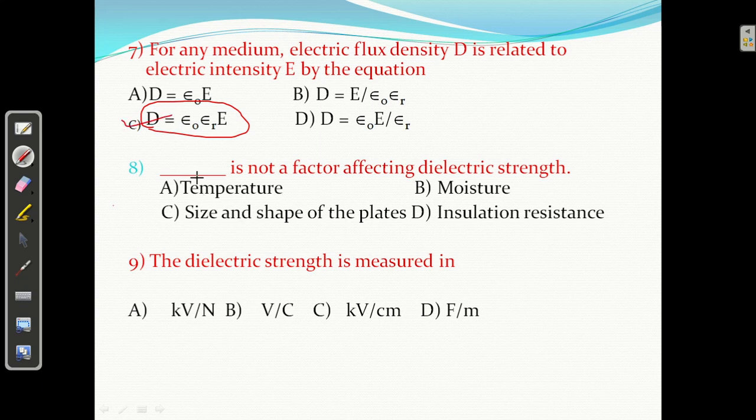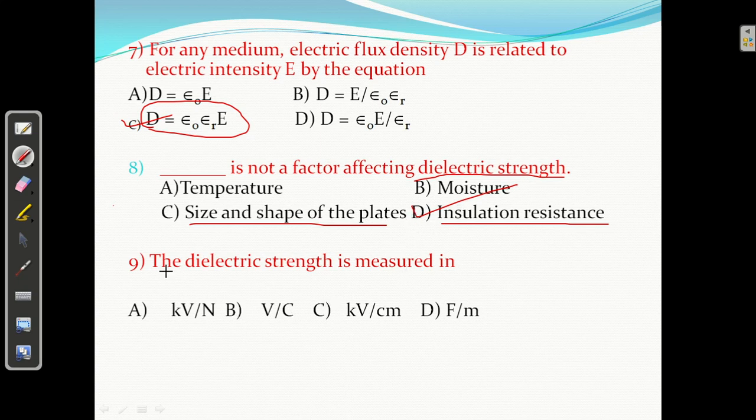Okay. Now, which is not a factor affecting the dielectric strength? कौन सा factor affect नहीं करता? Temperature. Yes, temperature will affect the dielectric strength. Moisture, yes, it will affect the dielectric strength. कौन सा factor affect नहीं करेगा वो पूछ रहा है. Size and shape of the plate, it will affect क्योंकि C change हो जाएगा. Insulation resistance, yes, that is the answer. Insulation resistance will not affect the dielectric strength. That is the correct answer, D.